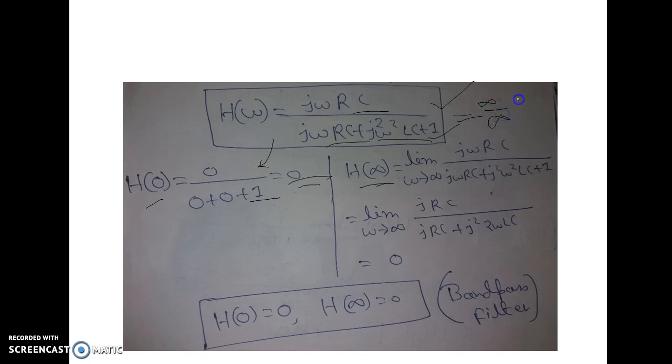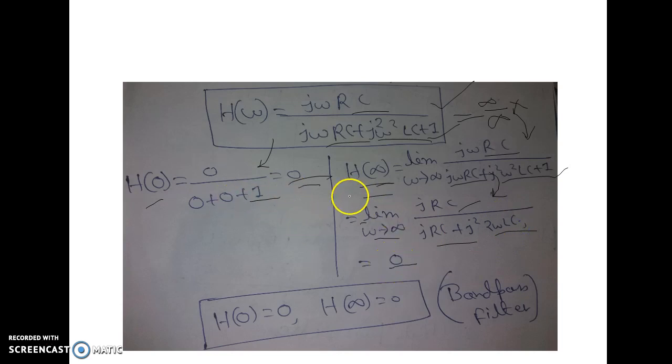This is not defined in mathematics, so we will apply L'Hospital rule. So H of infinity equals the limit as omega tends to infinity of j omega RC by j omega RC plus j square omega square LC plus 1. By differentiating the upper and lower sides, we get the limit as omega tends to infinity of jRC by jRC plus j square 2 omega LC. Now by substituting omega equal to infinity, the lower side has an infinite term, so we get H of infinity as 0.